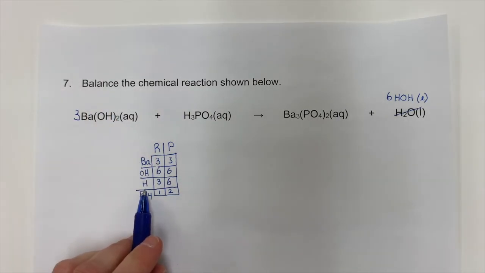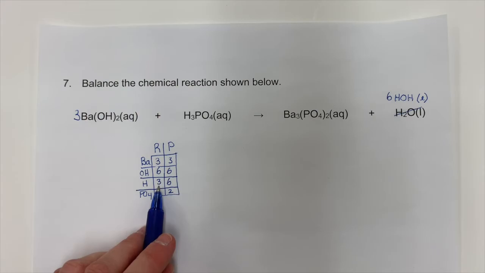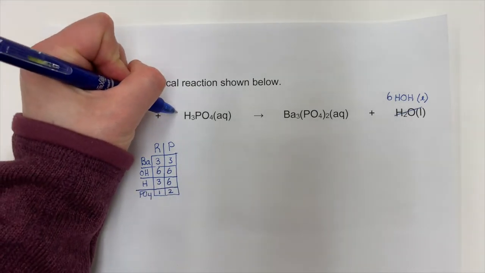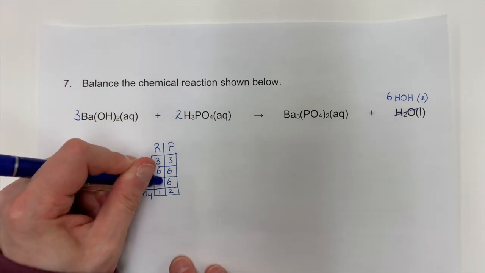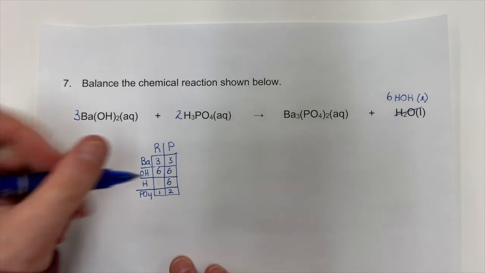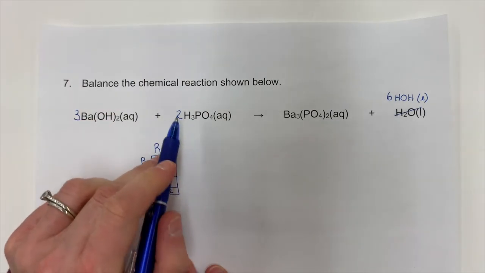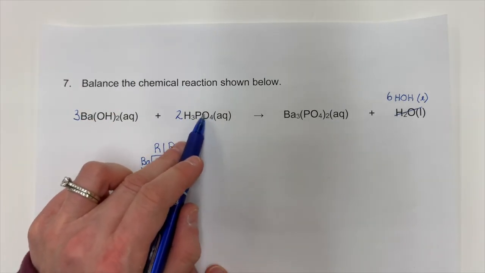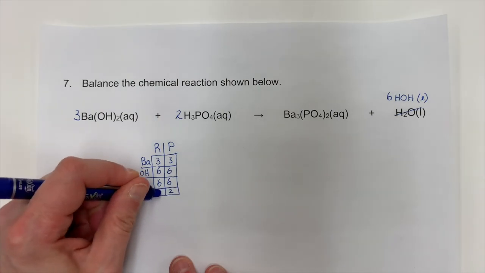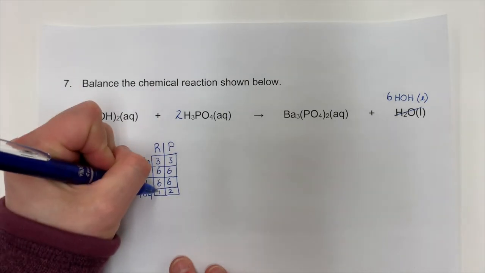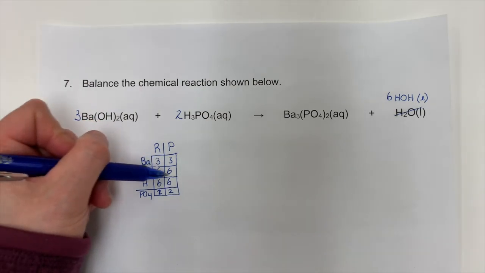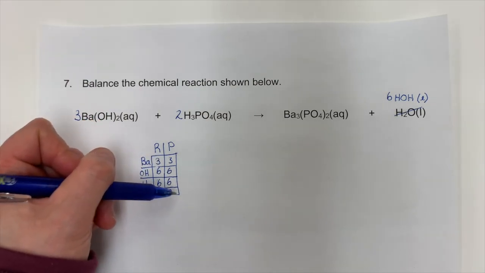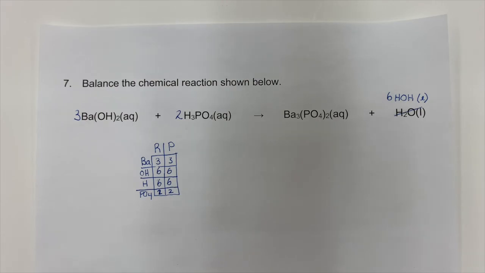Now I can go to my hydrogen. I can increase my hydrogen. I need to turn a 3 into a 6. 3 times 2 is 6. So if I put a 2 in front of my hydrogen compound, 3 times 2 is 6. That also affects my phosphate. 2 times 1 phosphate is 2. So it also increases my phosphate and turns it into a 2. Now when I look across, barium, hydroxide, hydrogen, and phosphate are all balanced, and my reaction is complete.